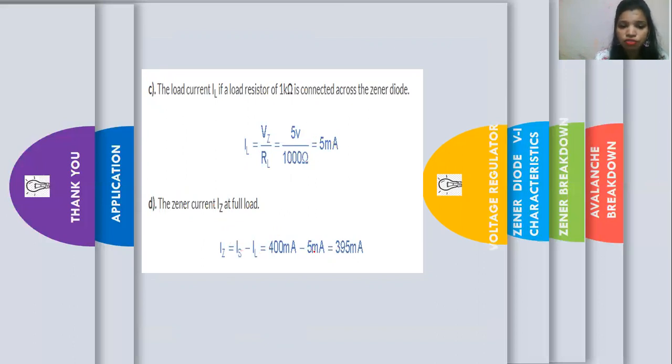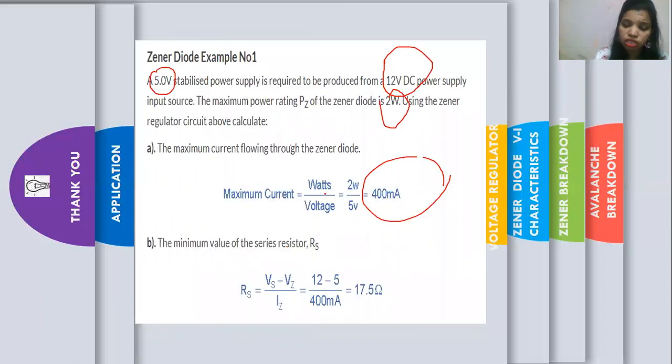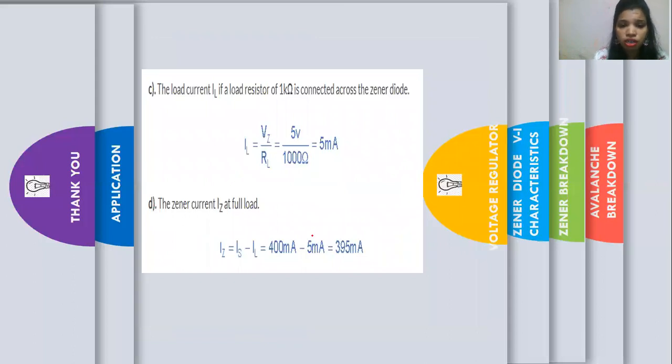So 400 minus 5, this is 395 milliampere. It's not the minimum current. It's the current at full load, the Zener current at full load. So we have to calculate this by IS minus IL. IS is 400 milliampere, that is your maximum Zener current, minus your load current. So this is your Zener current at full load.